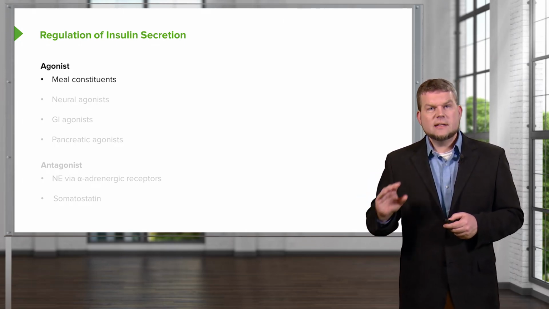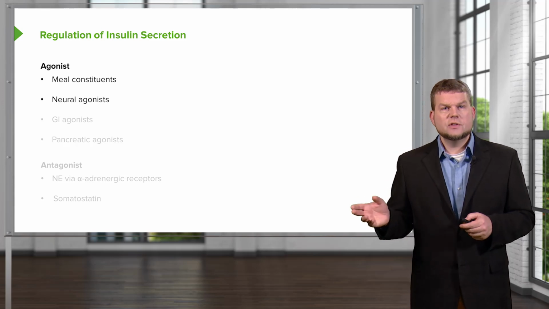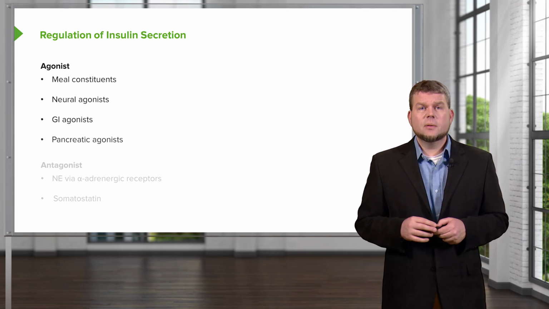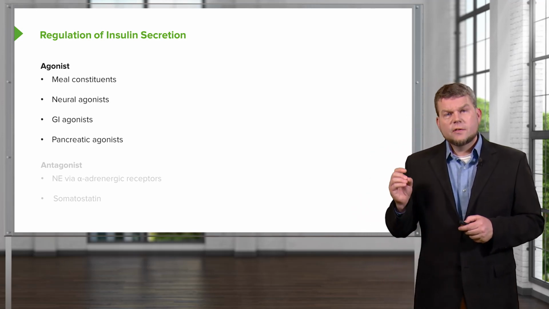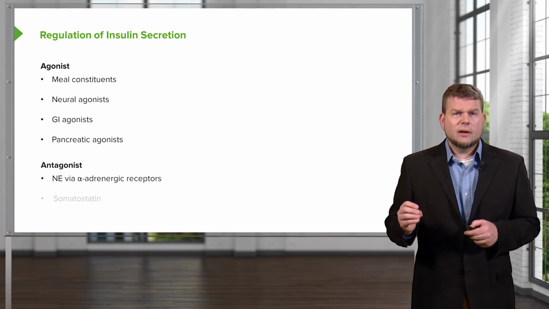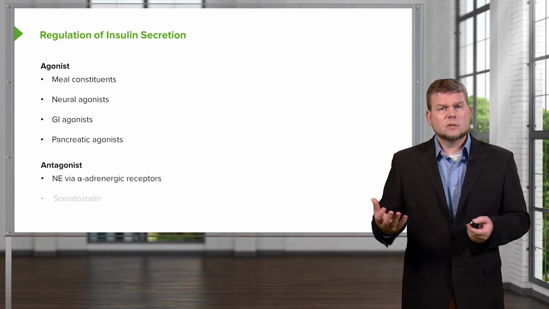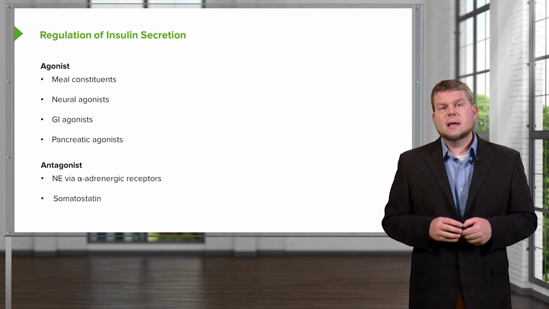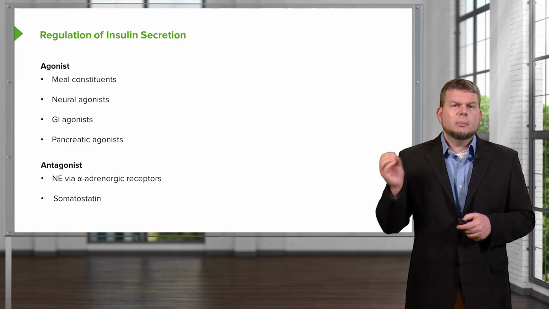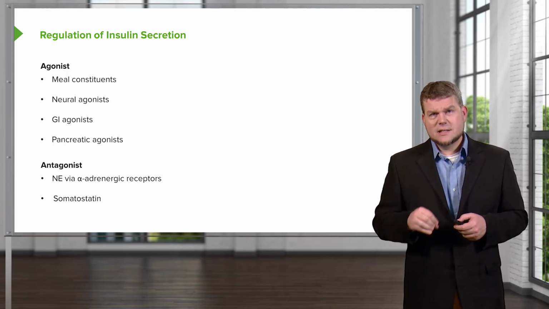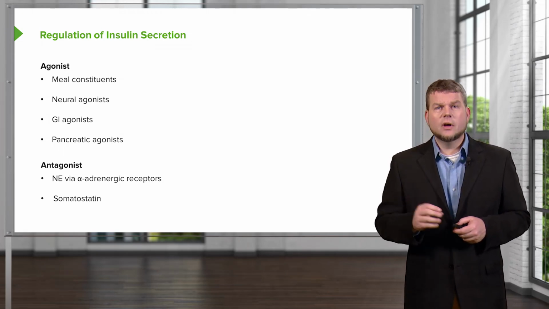There are a few agonists that we'll go through one at a time, such as neural ones, other ones from the GI system, as well as from the pancreas. There's a few antagonists that we need to deal with first, and that has to do with norepinephrine, which usually is released during a sympathetic stimulatory event, as well as somatostatin. If you remember back to glucagon, you can see that somatostatin not only inhibits insulin secretion, but also glucagon secretion.